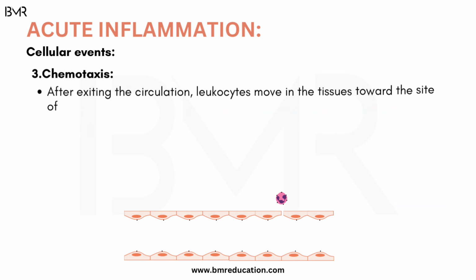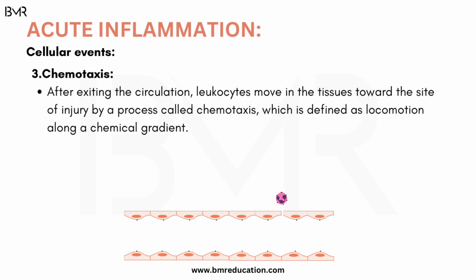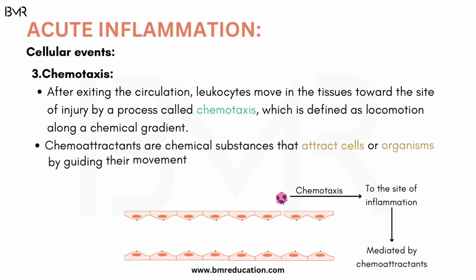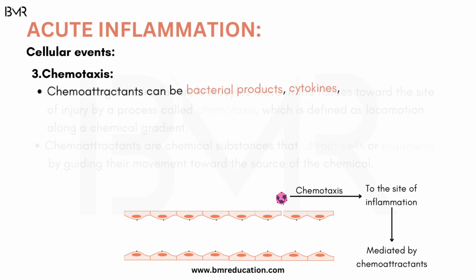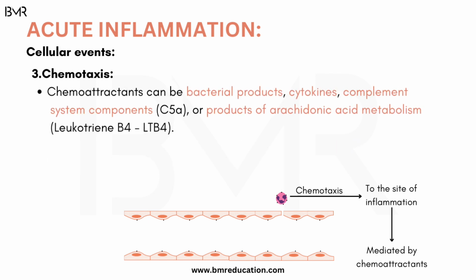After exiting the circulation, leukocytes move in the tissues toward the site of injury by a process called chemotaxis, which is defined as locomotion along a chemical gradient. Chemoattractants are chemical substances that attract cells or organisms by guiding their movement toward the source of the chemical. Chemoattractants can be bacterial products, cytokines, complement system components, or products of arachidonic acid metabolism.